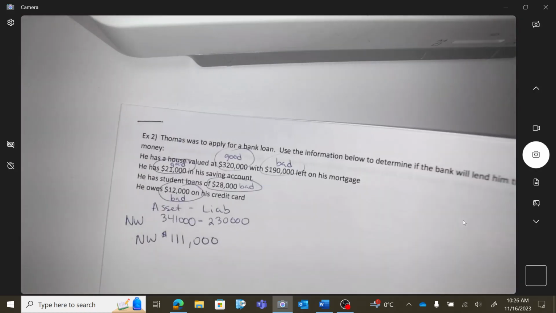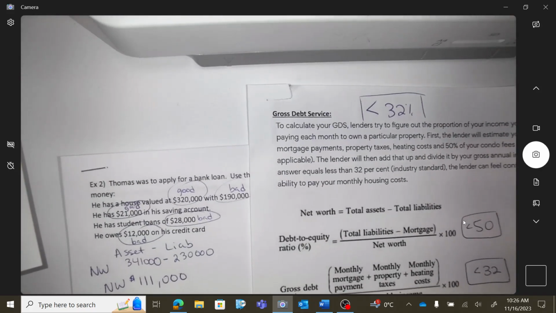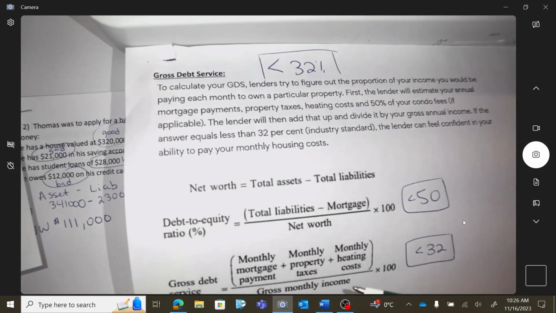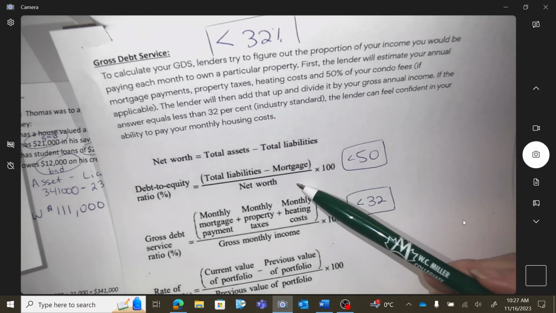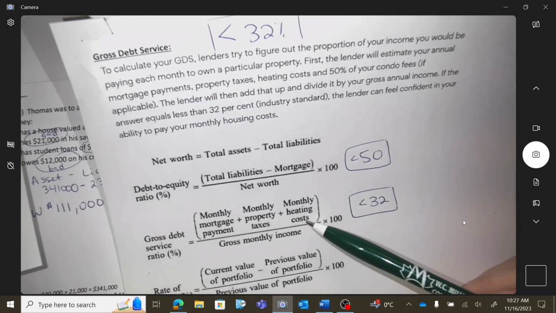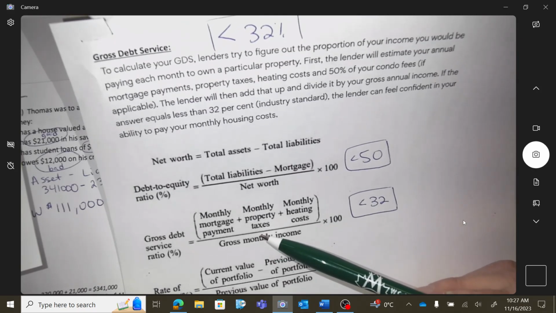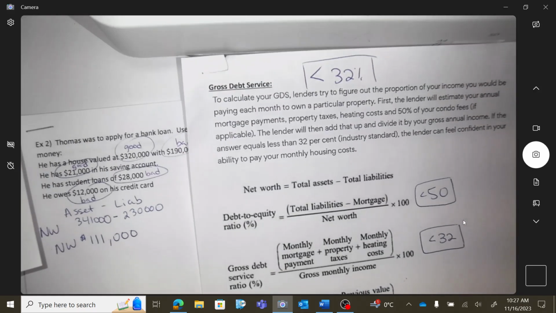Okay, I should have given you these formulas somewhere else. So here's your 2 options. Would we be doing the debt to equity formula because we have liabilities, mortgage, net worth, or are we going to be doing gross debt service ratio? Does it give us monthly mortgage payments and taxes and heating? No. So we're going to go with this one.